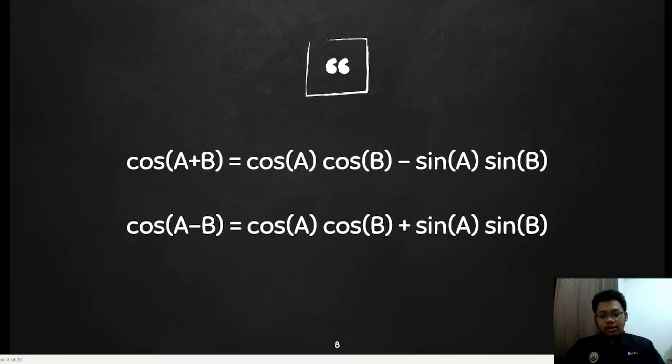So for the cosine formula, cos(A + B) is equal to cos A cos B minus sine A sine B, whereas cos(A - B) is cos A cos B plus sine A sine B. It's a bit different from the sine formula. So students, here's the difference: for the sine formula, the sign is the same, but for the cosine it is different.